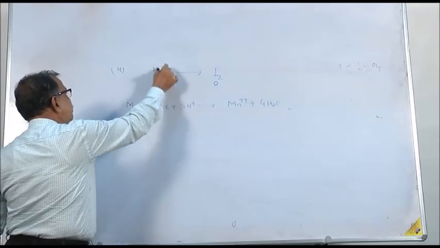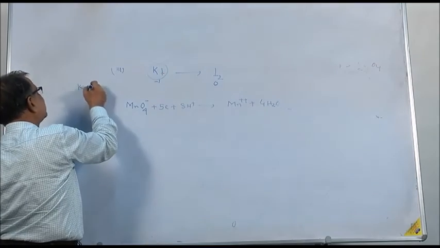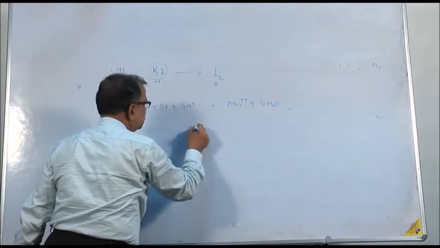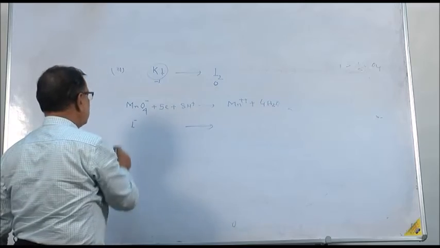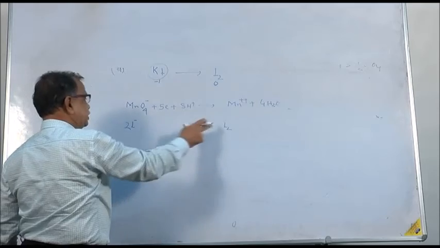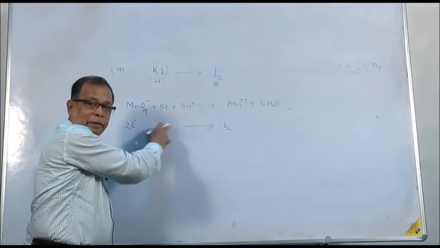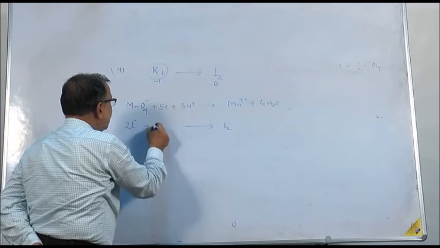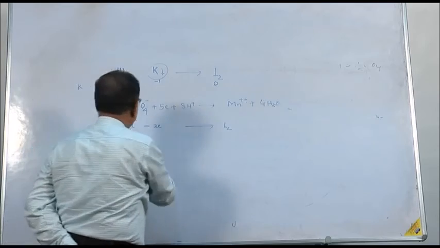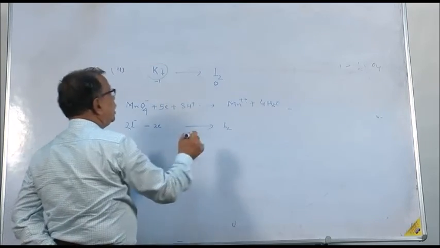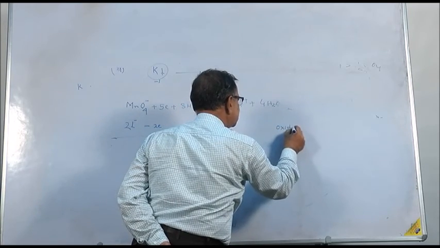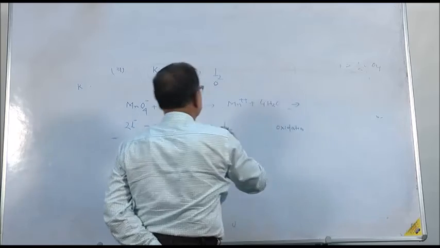Now KI we may write ionically, like KCl, K plus Cl minus. So K plus I minus, K does not change its oxidation number, only I minus changes. 2I minus forms iodine I2, in the 0 state. Taking out 2 electrons, it is minus 2e. It is loss of electron, and loss of electron is oxidation. Gain of electron is called reduction.